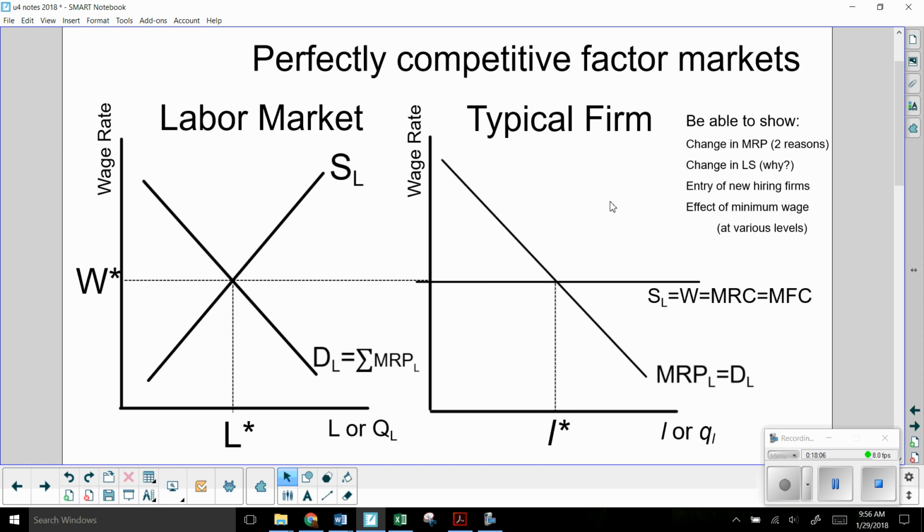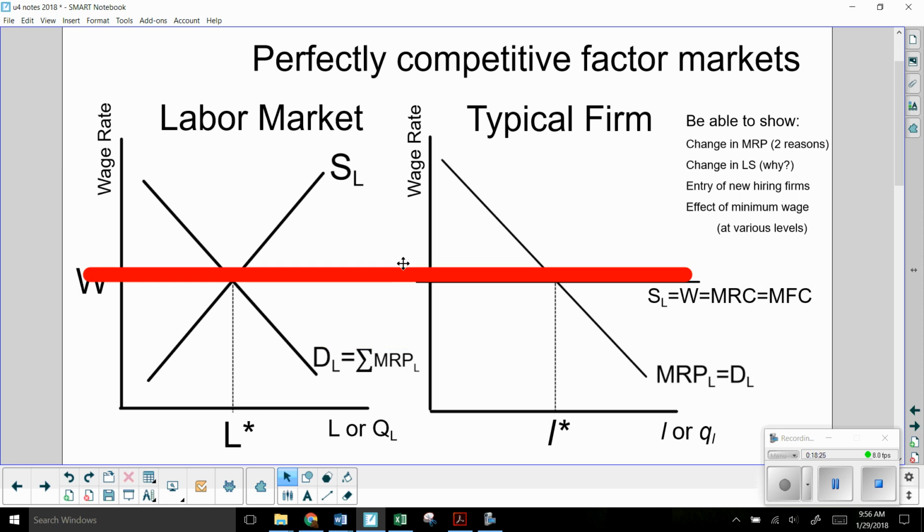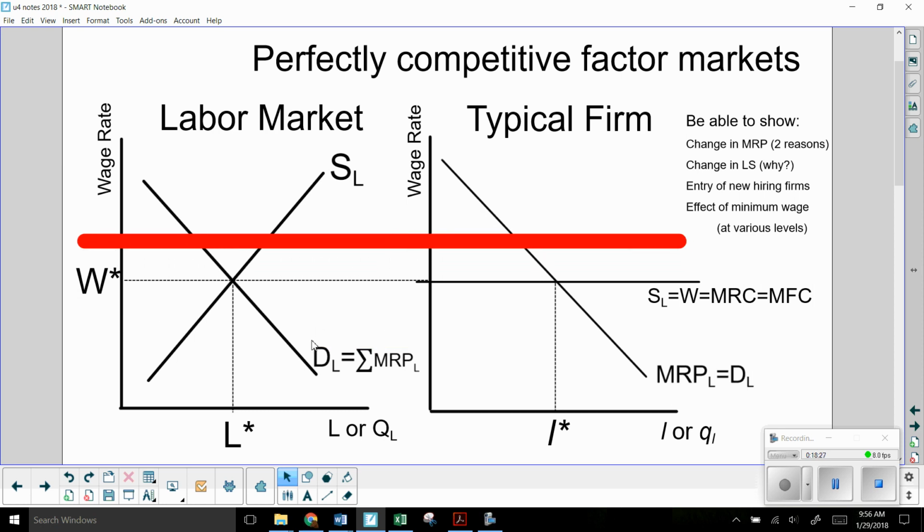What if there was a minimum wage put in place in the town? Well, for starters, any minimum wage that was below W star would have no effect whatsoever, because a minimum wage is a price floor, and a price floor doesn't do anything if it happens below equilibrium. What about up here? What if we put a wage rate up there?